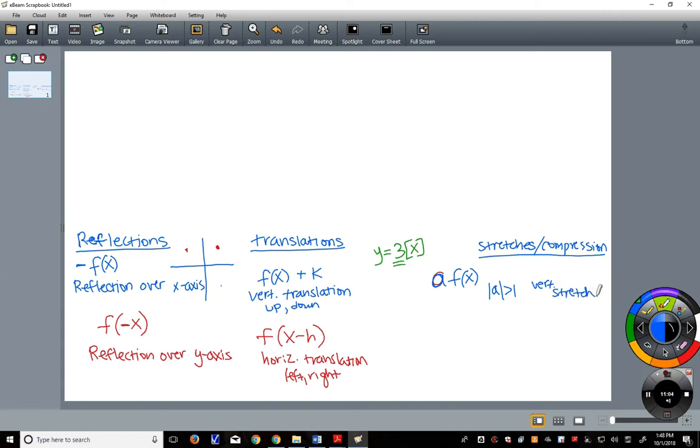Okay, why did I use absolute value bars on a? That means I don't care if a is negative here. I'm not talking about that part of it. I'm just talking about the number part. If a was negative, what would that mean?